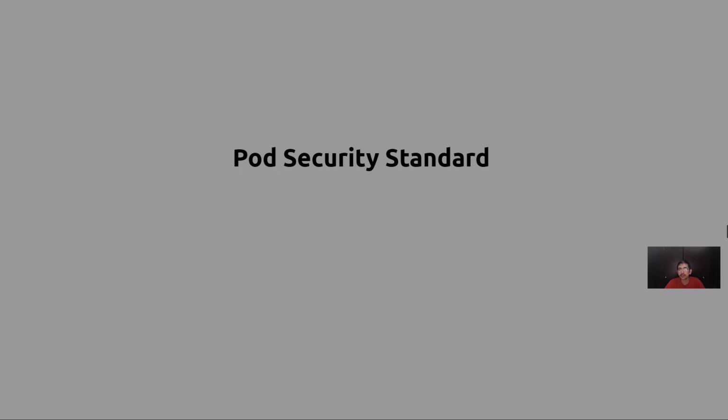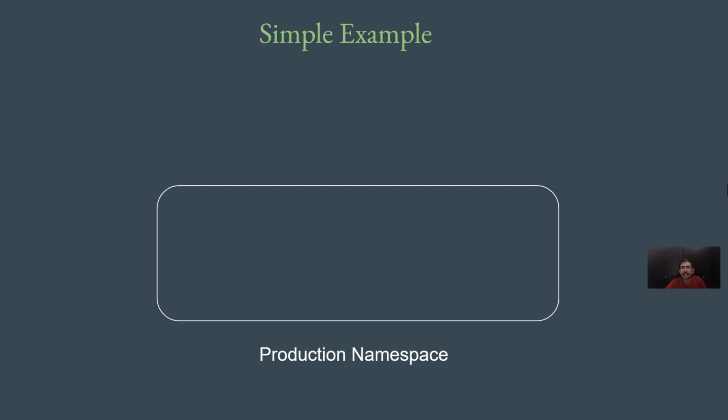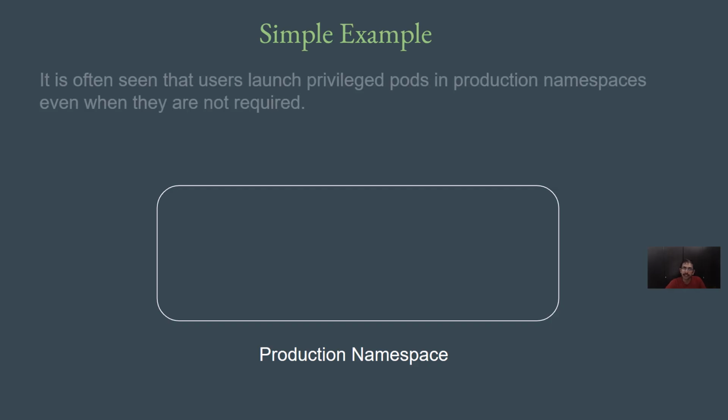In today's video, we are going to discuss an important topic specifically from the production environment perspective, which is the pod security standard. So let's get started. Many a times it has been observed that in production environments, users will go ahead and launch privileged pods even when they are not required. And when you have privileged pods running that have so many capabilities, and if these pods get compromised, then it will make the life of the attacker simpler because the privileged pods already have so many capabilities, so it becomes easier to break into the system.